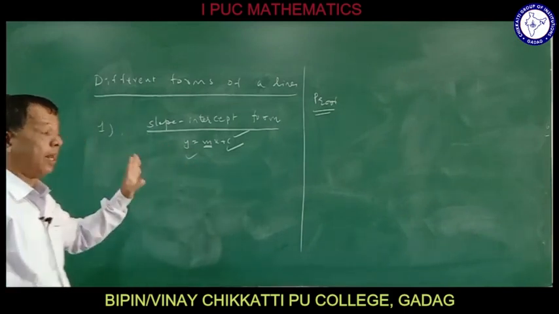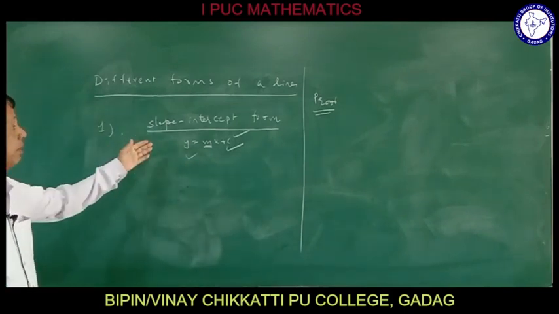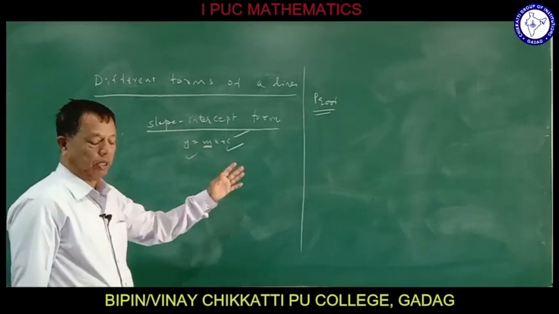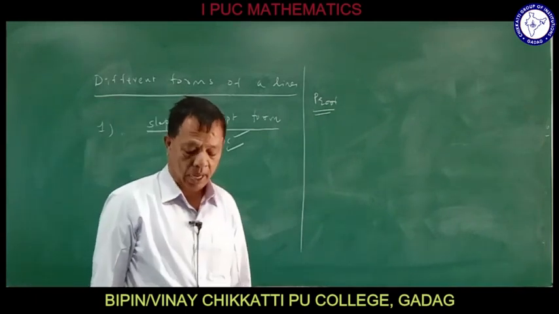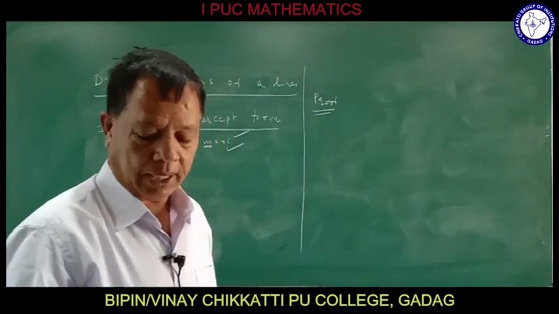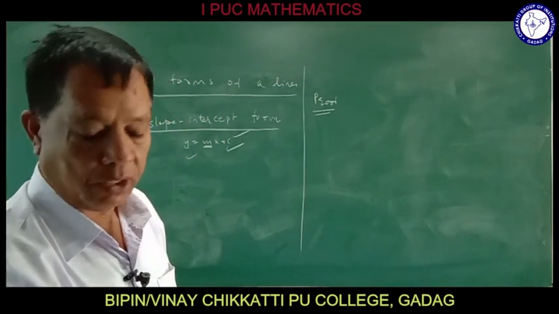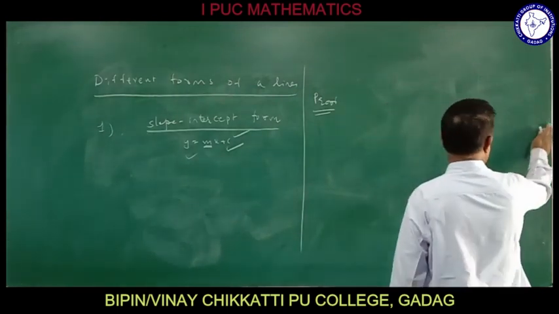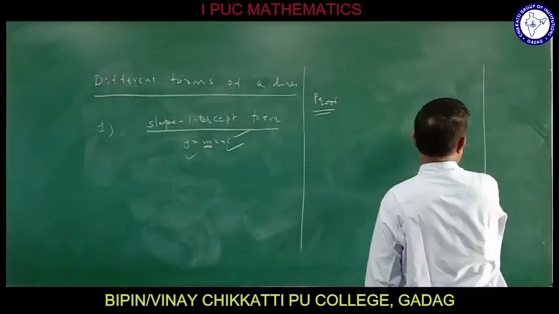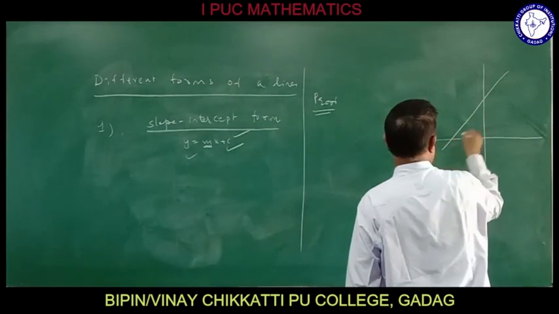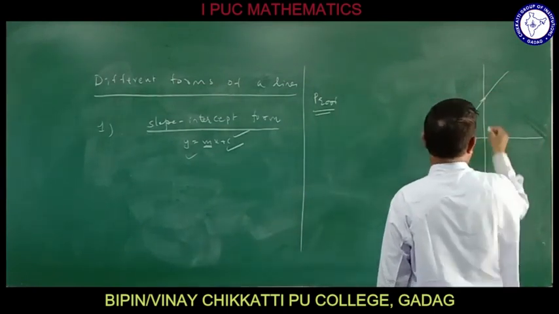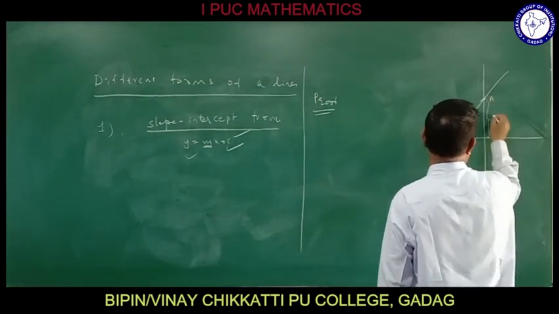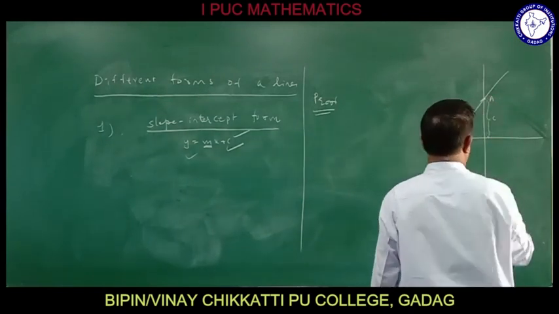Once again the question, theorem: derive the equation of a line in slope intercept form as y equal to mx plus c. Now I have to derive how this can be proved. The diagram is very important for that, so accordingly I have to consider it. I take this is a line, and suppose it cuts the y-axis at A, and this is nothing but the y-intercept, and that is denoted by c.